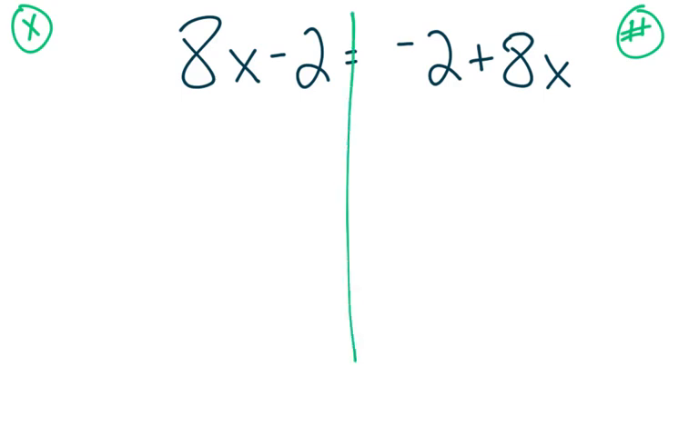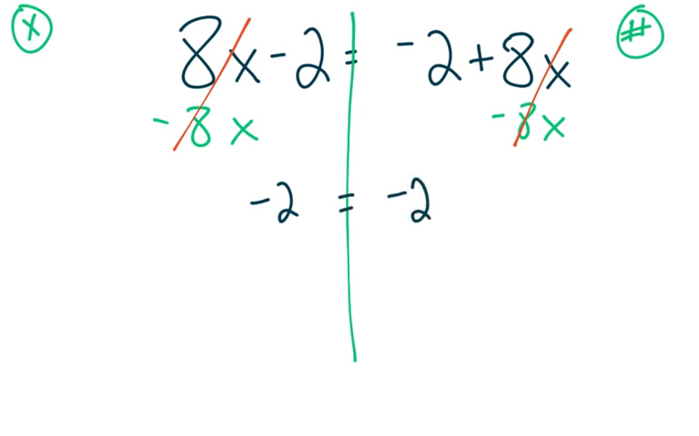I need to get all of my x's from the right side to the left side. So I'm going to get rid of a positive 8x. So I'm going to subtract 8x. So I have 8x minus 8x. If you notice, there is nothing left, no x's on either side. And what I'm left with is negative 2 on the left and a negative 2 on the right. A negative 2 does equal a negative 2.